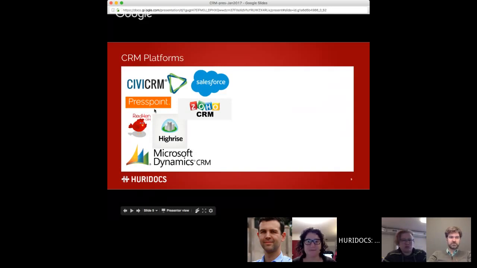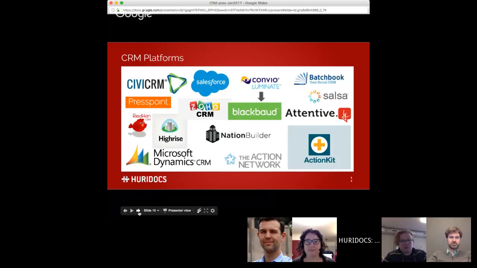PressPoint is a WordPress-based CRM. Red Hen CRM is Drupal-based. There's Zoho, Highrise, and Microsoft Dynamics. These are all really core CRM platforms. But if we go broader, we can find other platforms that include CRM features but are often even bigger than that, and a lot of these target nonprofits. And I know that there are human rights organizations that use a combination of these.